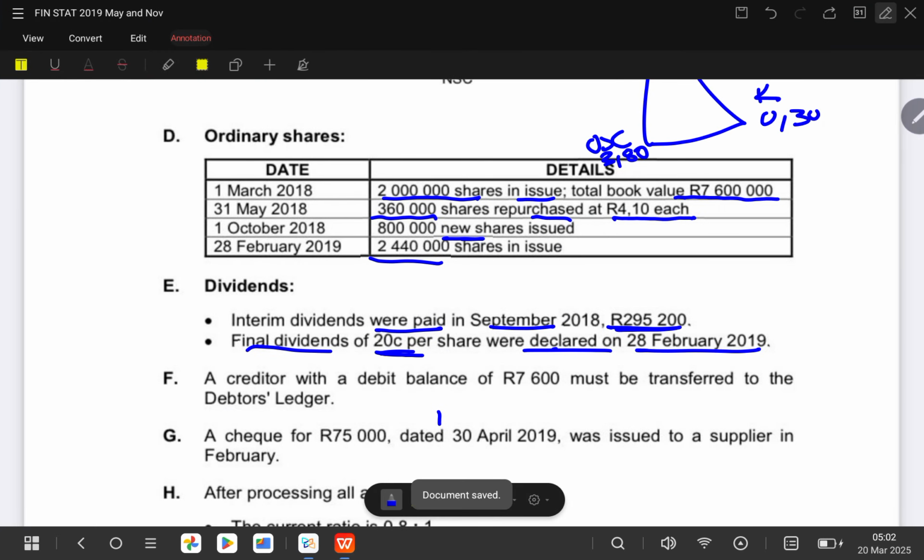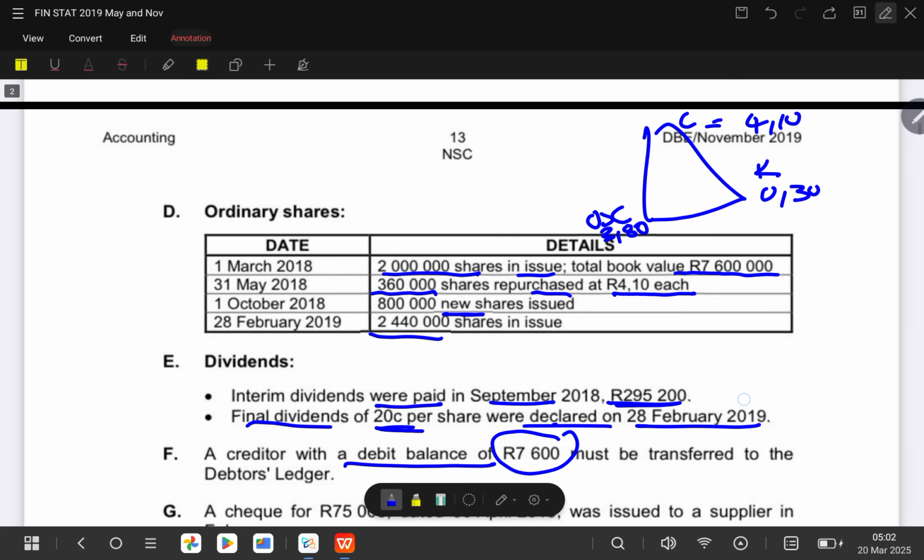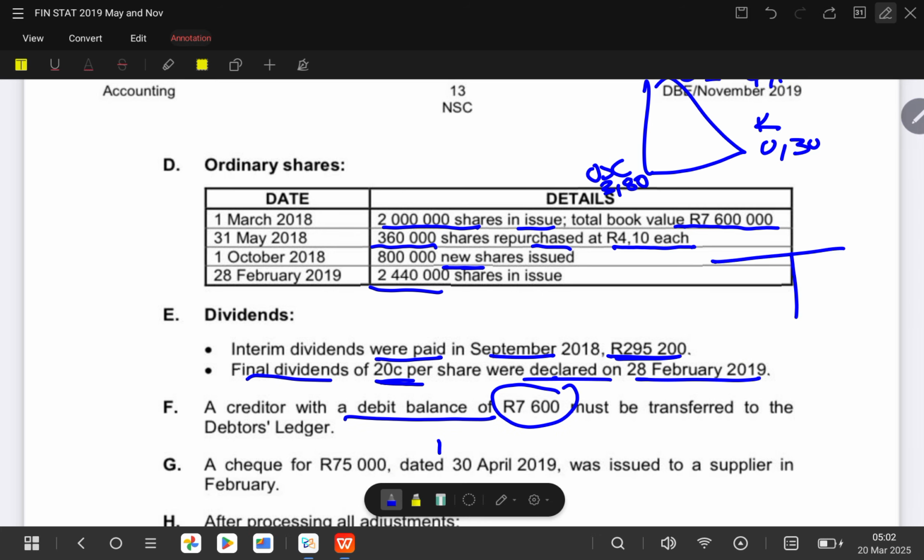The next transaction says that a creditor with a debit balance of 7,600 must be transferred to his account in the debtors ledger. Remember, you can do this like this. This is your debtors ledger. This is your creditors ledger. So remember, your creditors ledger increases on the credit, it is decreased on the debit side. This one increases on the debit and it is reduced on the credit. So let's check. This person that they're talking about is a creditor. They said he has a debit balance of 7.6. So at this moment, that 7.6 is on the debit side and it's a minus.